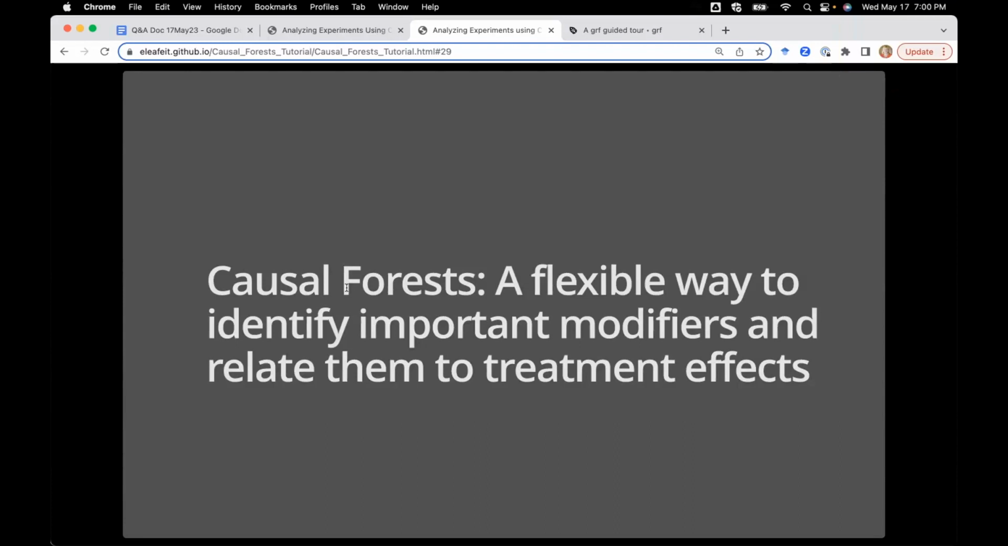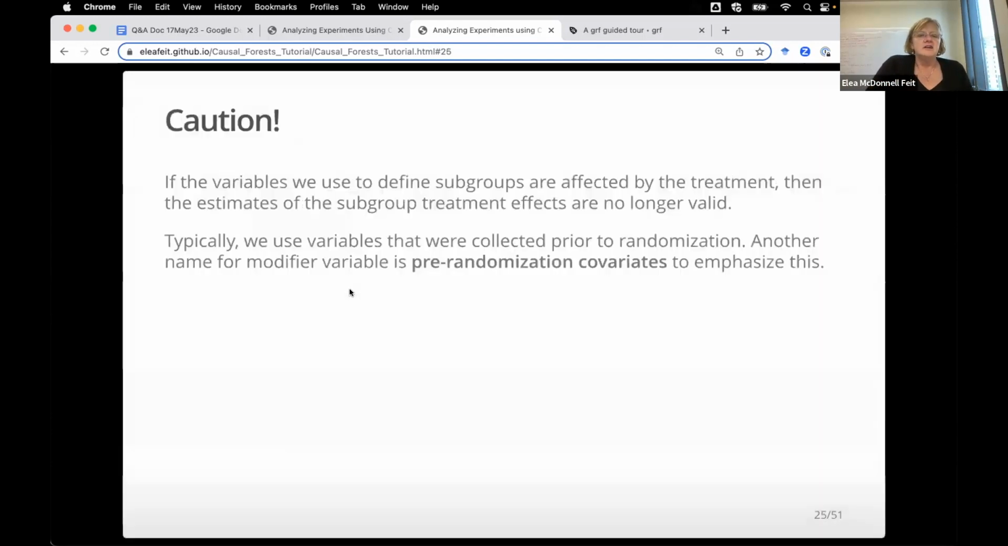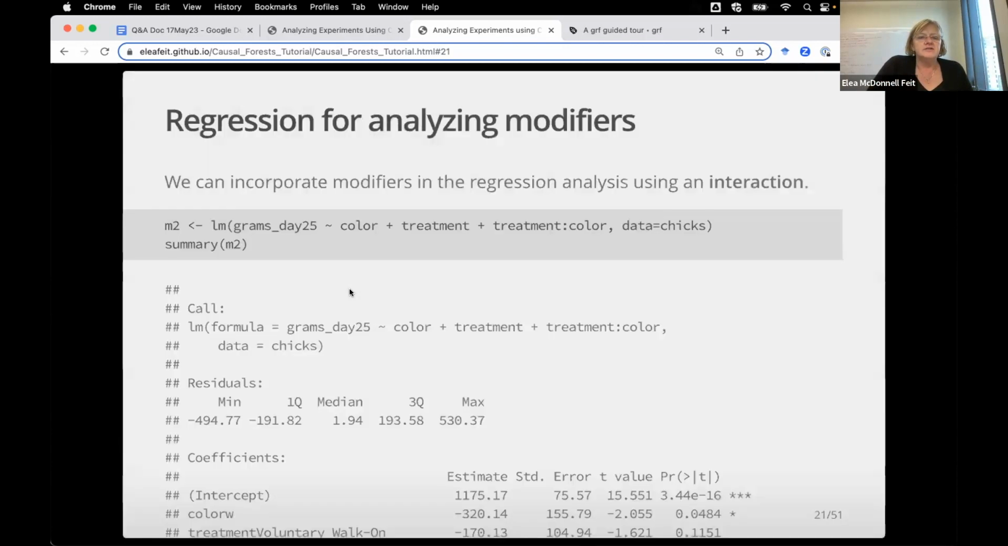One question in the chat that wasn't answered from Jessica: how to estimate the treatment effect in brown chick from the regression model. Yes, I didn't explain that very well. Thanks for backing me up, Jessica. So let me go back to the first one. This one has the right outcome variable, grams day 25, and we have the color and the treatment and the color treatment interaction effect.